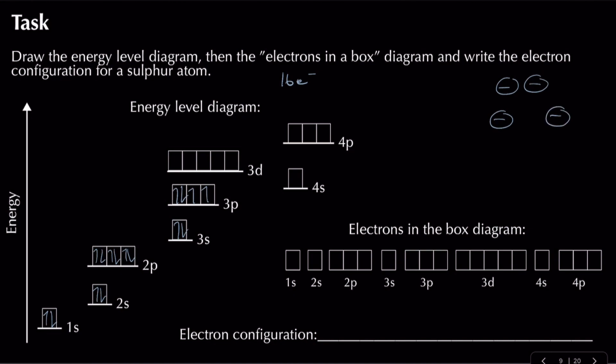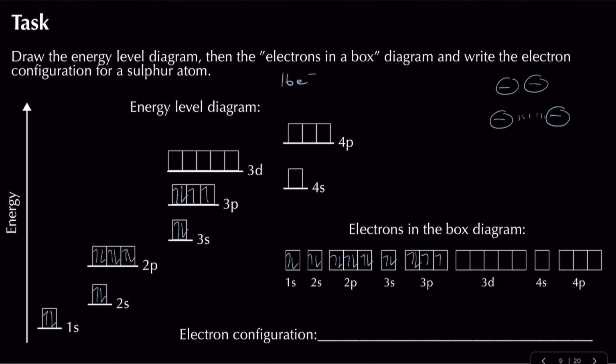And that is due to something called electron pair repulsion, which we'll look at in a later topic. So I've got my energy level diagram done. I'm going to do the same thing in my electrons in a box diagram, and I end up with the following over here.